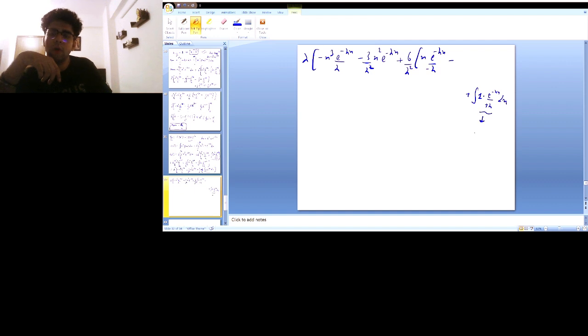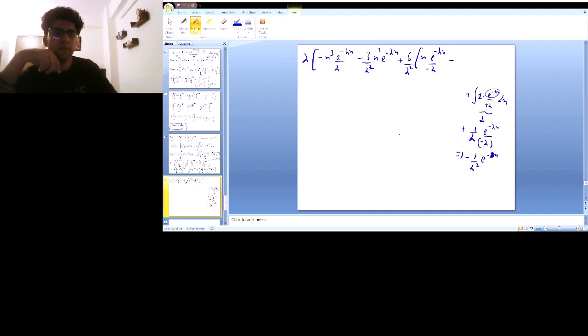This becomes 1 upon lambda, and 1 upon lambda comes out, and then the integral of this e to the power minus lambda x gives me e to the power minus lambda x, and another minus lambda here, and this is positive because minus was cancelled. So this becomes minus 1 upon lambda square e to the power minus lambda x. We have already done this in the previous parts, e to the power minus lambda x.